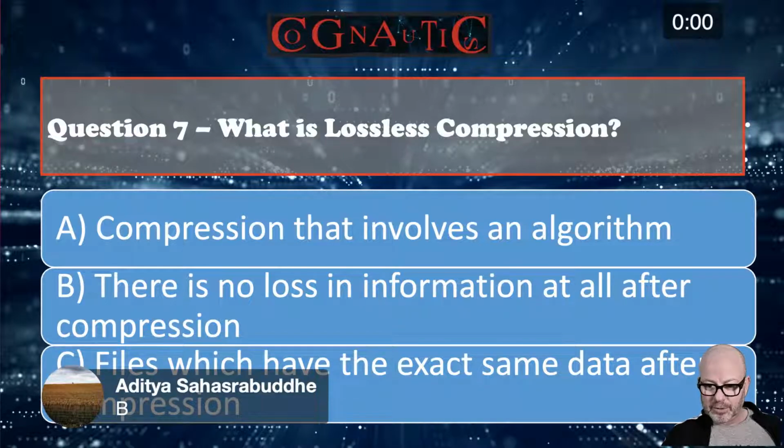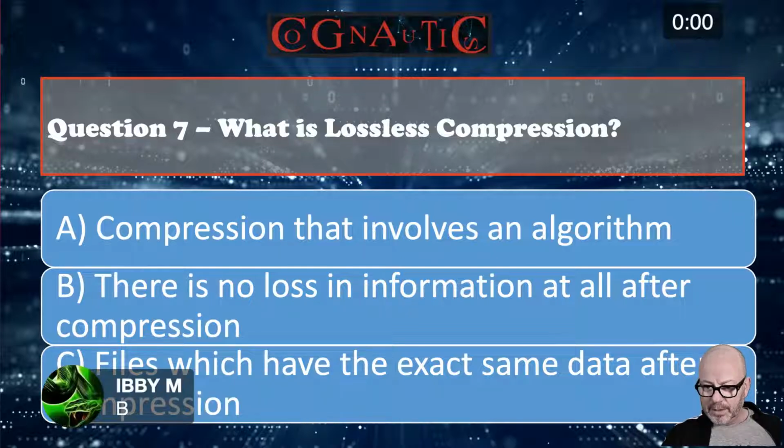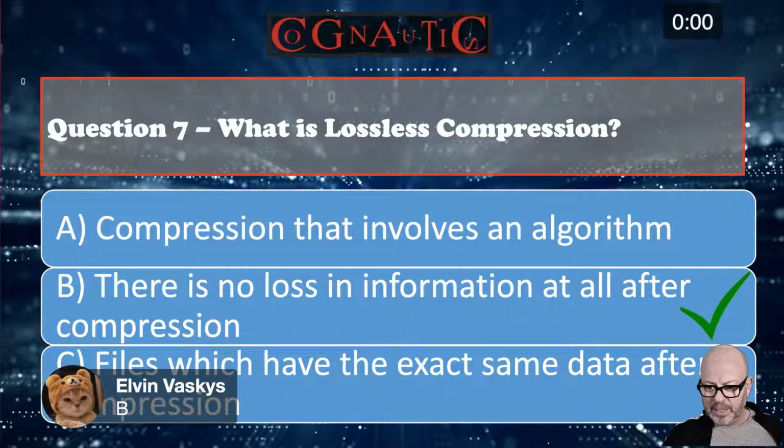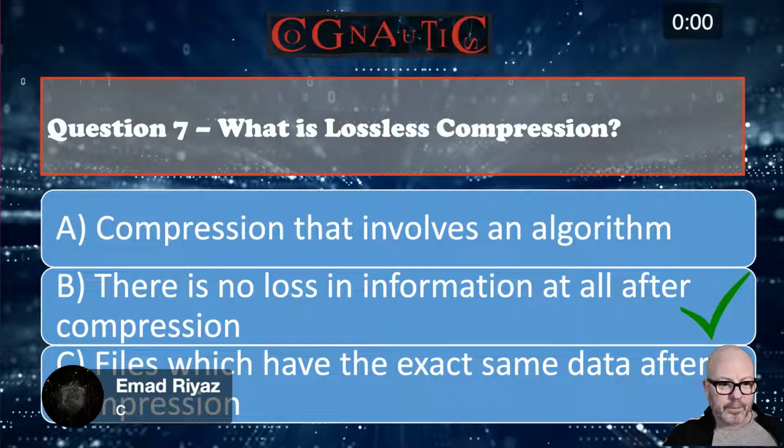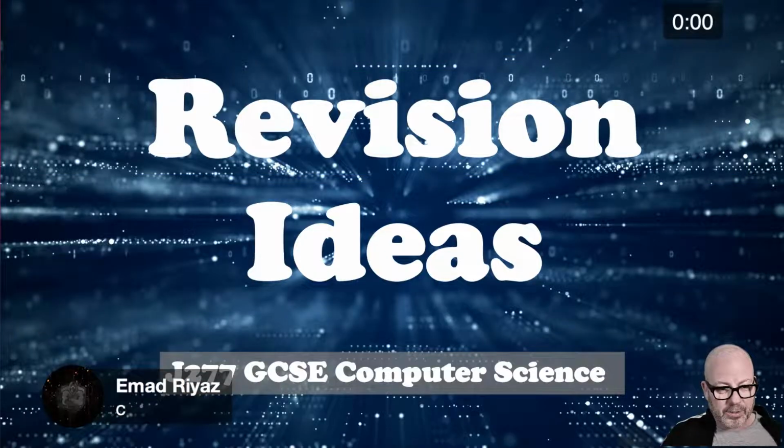So we've got Aditya came in with B. I'm going to push on because Aditya's come in with C. Ibby's come in with B. And Emma's come in with B. And Elvin's coming with B. All right, so the answer is, of course, B. Emma's coming with C. Okay, there's no loss in... So with lossless compression, there's no loss in information at all after compression.